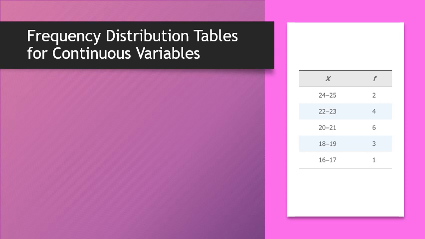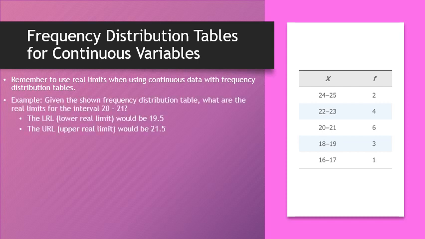All right, let's talk about frequency distribution tables for continuous variables. Remember, when we're talking about continuous variables, we have real limits. So look at this example here. Given this frequency distribution table, what are the real limits for the interval from 20 to 21?